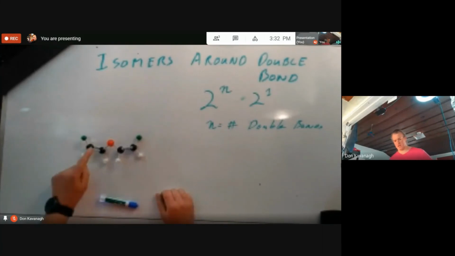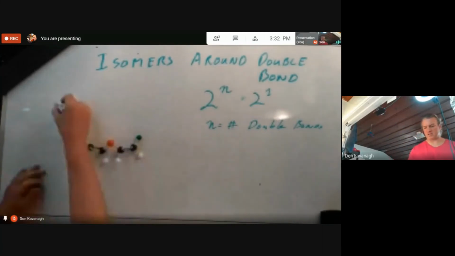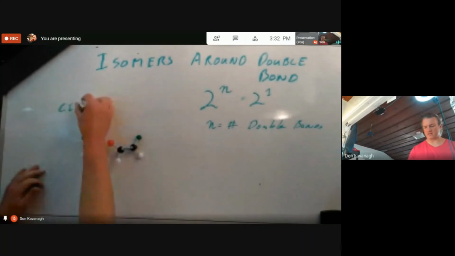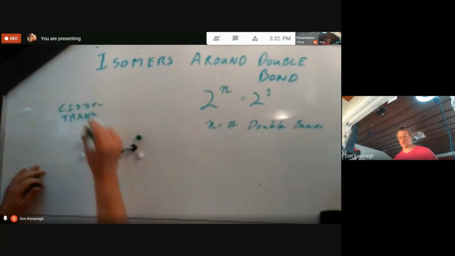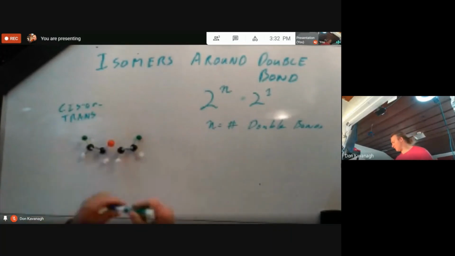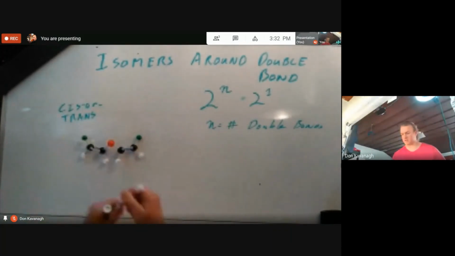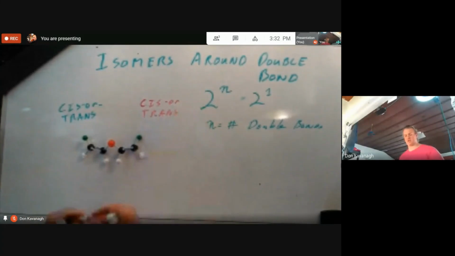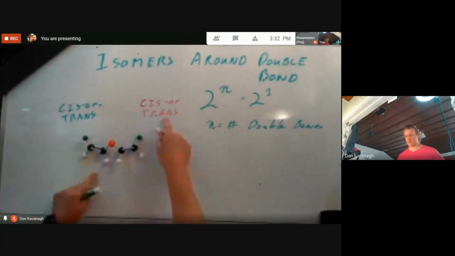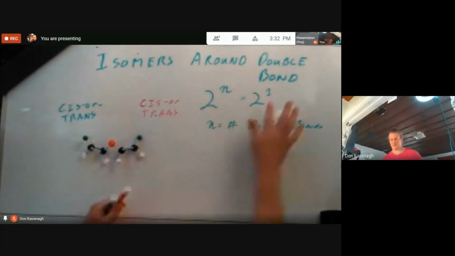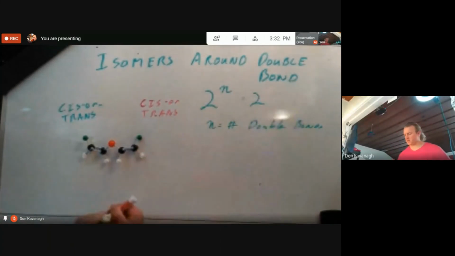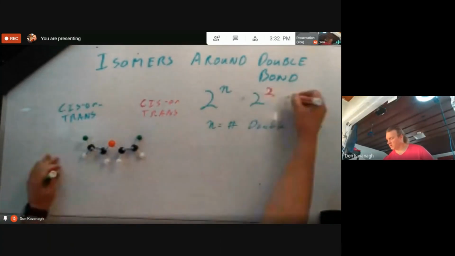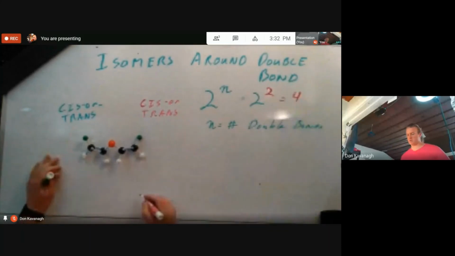So this double bond here can be in the cis or trans configuration, and this double bond over here can also be in the cis or trans configuration. This has two options. This has two options. Fitting with our formula here, this could be 4 different isomers.